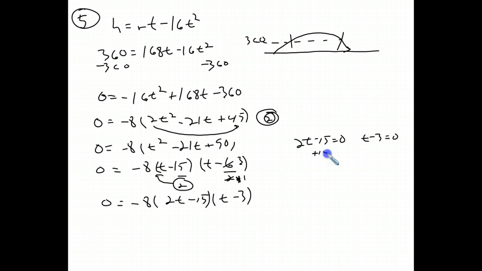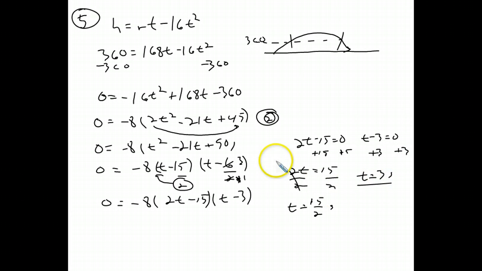Add 15, so 2t equals 15, divide by 2 on both sides, so t equals 15 over 2 seconds is your first answer. That's probably the second part when it's actually coming back down. Here you just have to add 3 to both sides, so t equals 3 seconds is where it's going to hit our 360 feet on the way up.